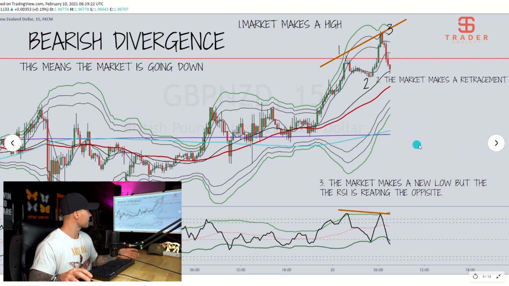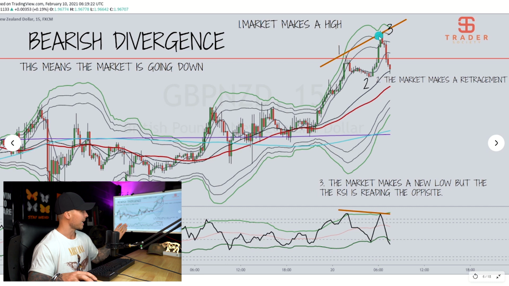Now we have a bearish divergence, meaning the market is going to drop. What we have here is the market made its high, a shark fin high above the 75 right here. Now it made that retracement, coming up and smashing above the previous high right here, giving us a new high. Now I want you to take note of what the Bollinger Bands are doing right here.